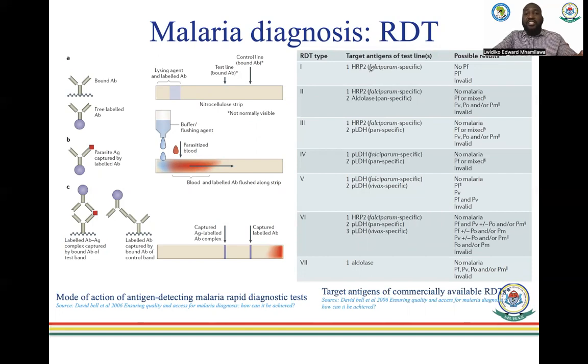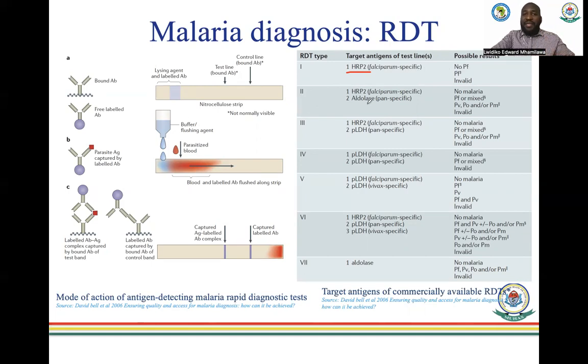So you have HRP2, which is histidine-rich protein antigen, and this is usually specific for falciparum. The only results you can get here tell you that there is no Plasmodium falciparum, or there is Plasmodium falciparum, or your results are invalid. Now, this is important because if you use this, it doesn't tell you that there's no malaria at all, it just tells you that there's no Plasmodium falciparum.